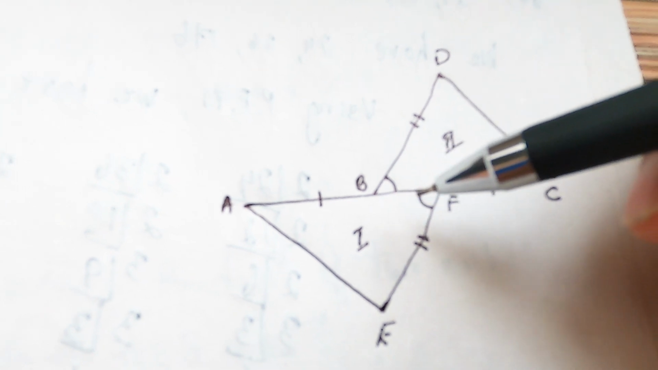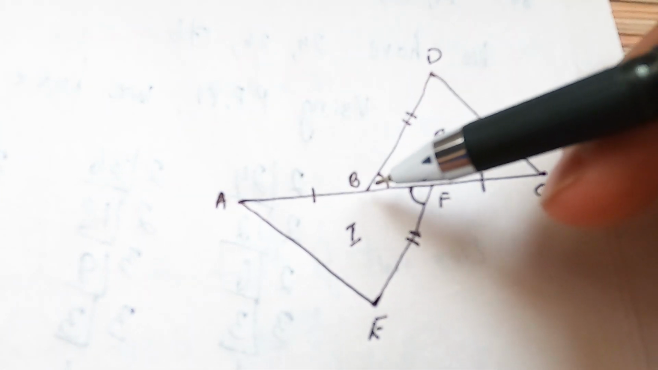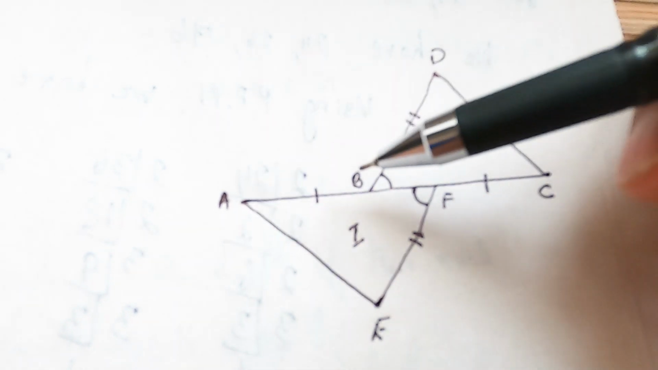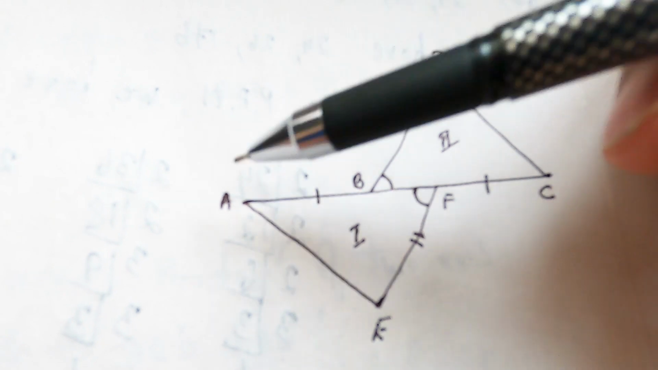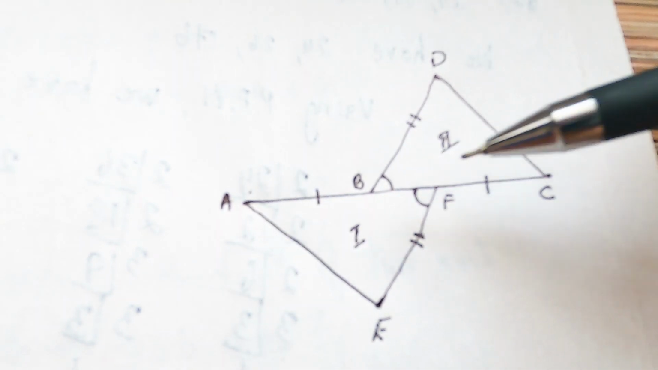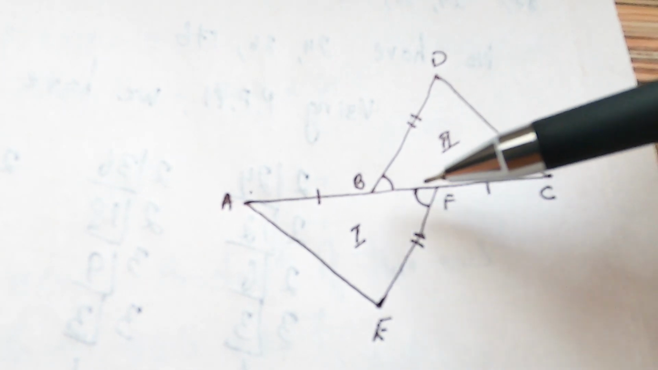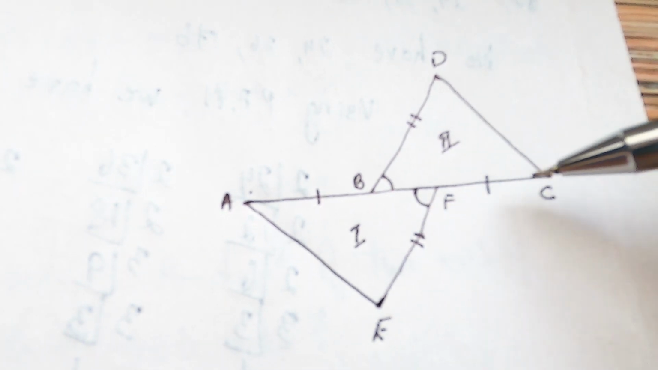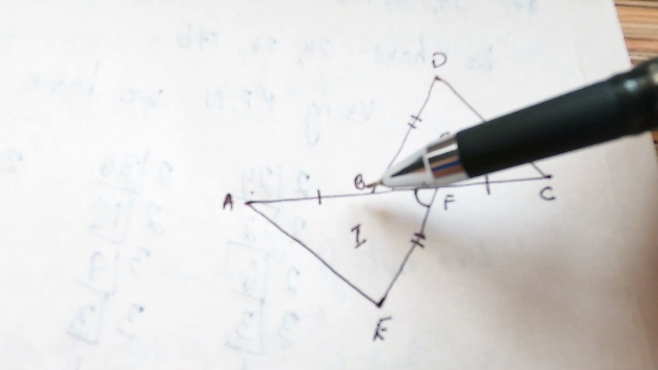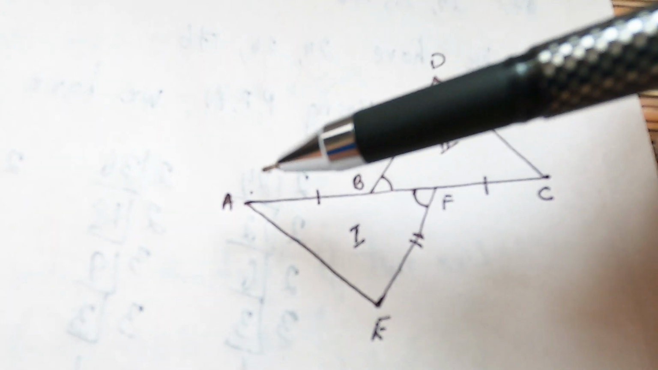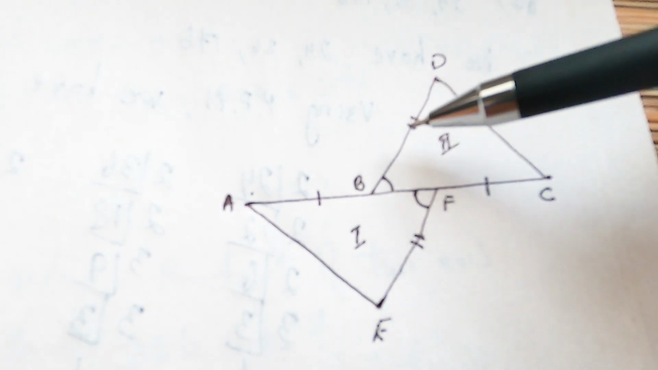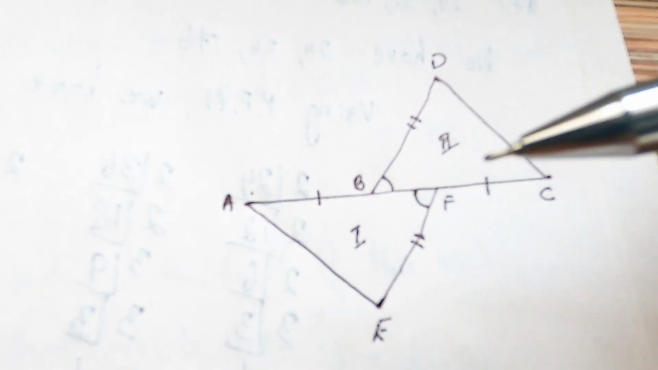So in this case, this line segment BF we will add to both line segments AB and CF. AB plus BF will be AF, and CF plus BF will be equal to CB. So AF will be equal to CB. We have shown that AF is equal to CB, so we can use the SAS property and the two triangles are congruent.